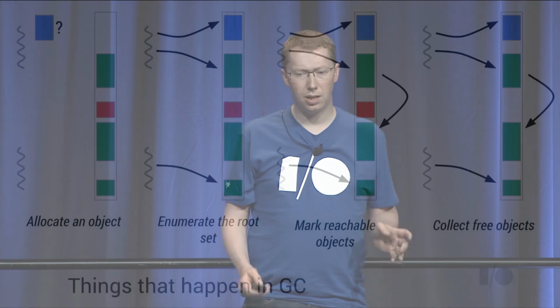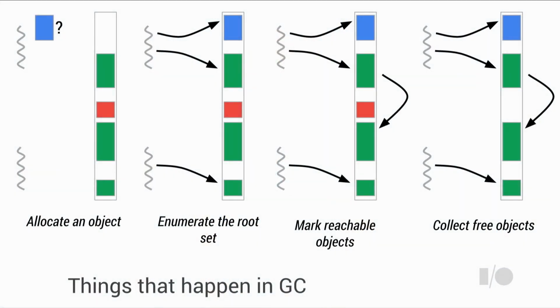So let's look at what's going on inside a garbage collection. Here we have some threads, the wiggly lines. We have a heap, which is the rectangle, and inside the heap are green and red rectangles, indicative of live objects, which are in use by the application, and dead objects, which are objects that the application can no longer access. The blue object on the left is an object that we're trying to allocate.